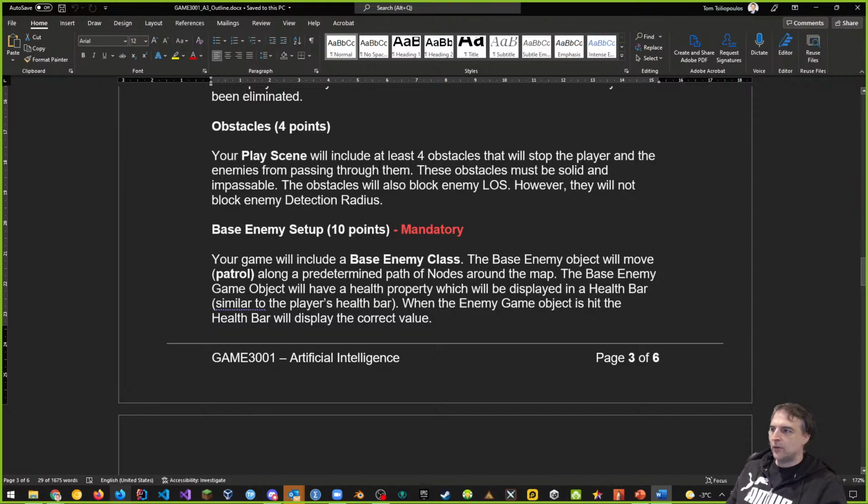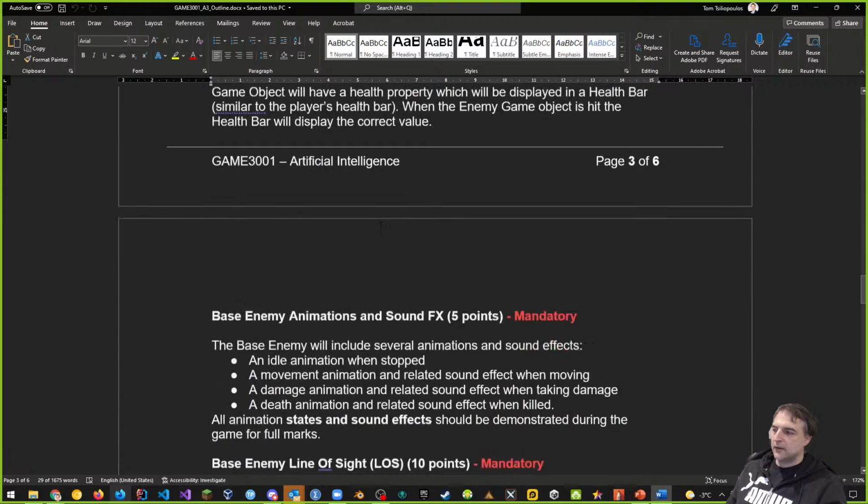Okay. Obstacles, at least 4 obstacles, that block line of sight, but don't block detection radius. Those things you need to put in place, right?